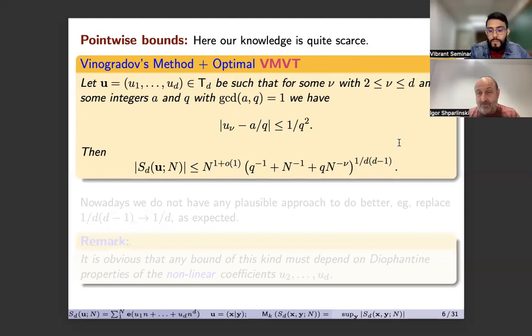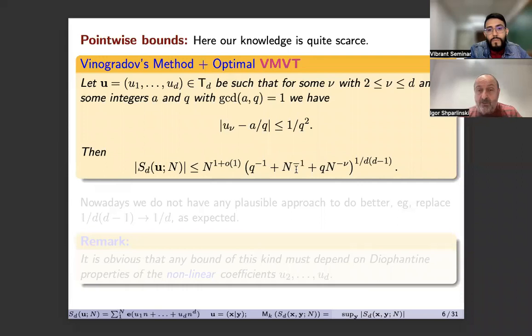And now you see, first of all, this is some exponent outside. But if we have something which is less than 1 here, it won't hurt us too much. So q to the minus 1 gives us no trouble. It's less than 1. N to the minus 1 gives us no trouble. Actually, it's a very good term. But then we have q times n to the minus nu. So if q is huge, of course, we are happy about this term, but this term will become trivial. So there is kind of a trade-off between the index nu for which you have this approximation, the value of q, and the total saving. So this is what we know.